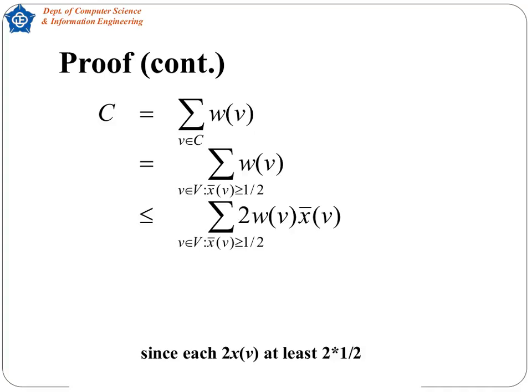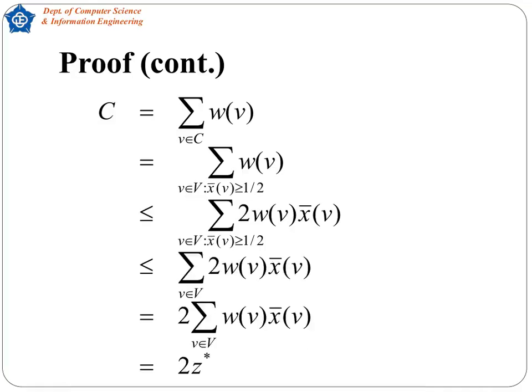Therefore, w_v is less than or equal to 2 w_v x_v. And summing over the same index set gives C is less than or equal to the sum over v with x_v greater than or equal to 1/2 of 2 w_v x_v. In other words, the total weight of our integer solution is bounded by twice the LP objective on those vertices, yielding our factor 2 guarantee.